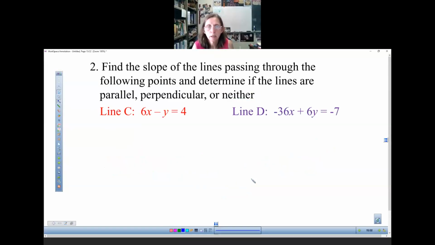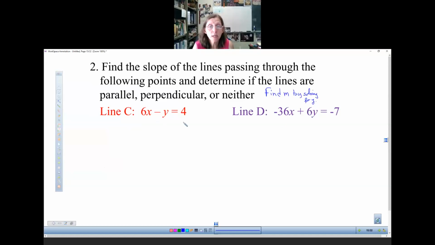Excellent. Okay. So we're going to do the same thing, except this time we've got to find the slope using our other methods for finding the slope. We're once again looking to see if they're parallel, perpendicular, or neither. We need to be able to identify the slopes of these lines. Because we have the equations, we have to solve each equation for y. So I'm going to make a note on here: we're going to find the slope by solving each equation for y.